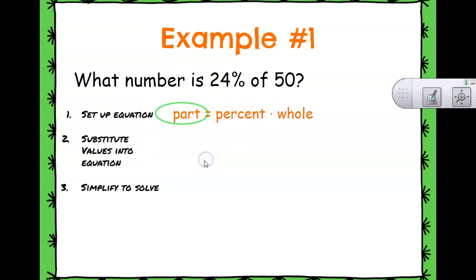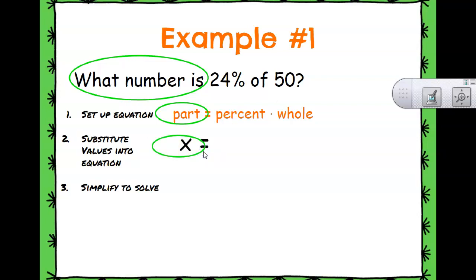So the first thing I'm going to do is find the part. Looking in the problem, it says what number is. Key word being "is," the part. When I don't know something and I ask what, that's the unknown. So in place of an unknown, we use a variable like x. So in place of the word part, I'm going to put the variable x.